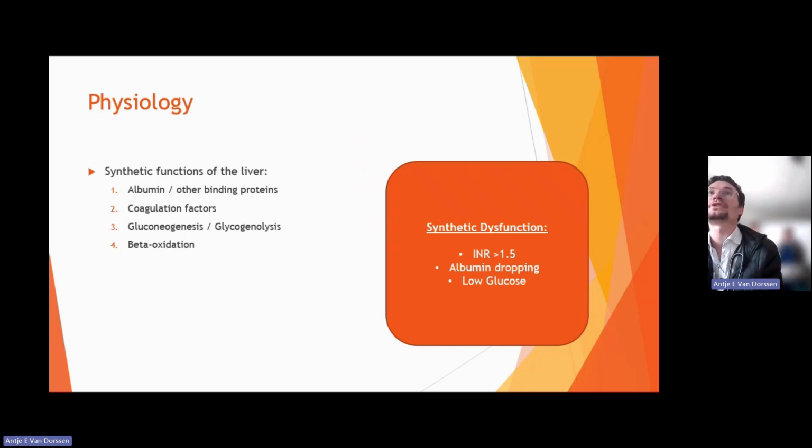So the physiology: the liver has a few functions. It has synthetic functions, which are important for creating albumin and other binding proteins that flow through the blood and carry hormones and drugs, so that's important to know about. It's also responsible for the majority of your oncotic pressure. If you think about the forces across the semipermeable membrane, oncotic pressure is a major one that determines whether or not fluid moves across it.